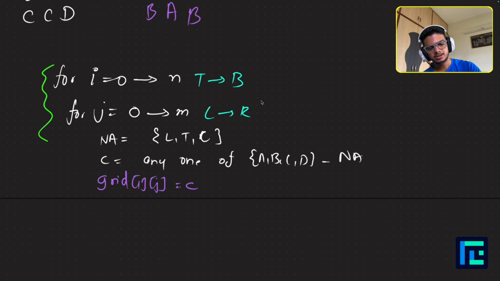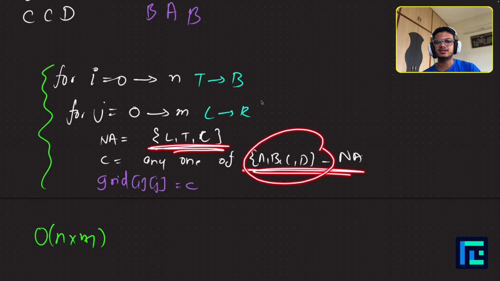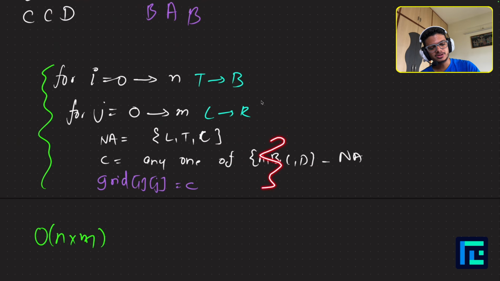And what is the time complexity here? The time complexity will simply be order of n into m. Here you are doing some work, but these are all constant checks. The sets are at most 4 elements, so this is also a constant operation. So time complexity is order of n into m.